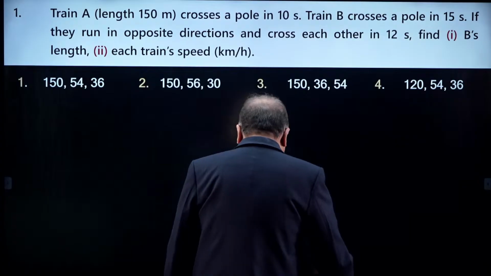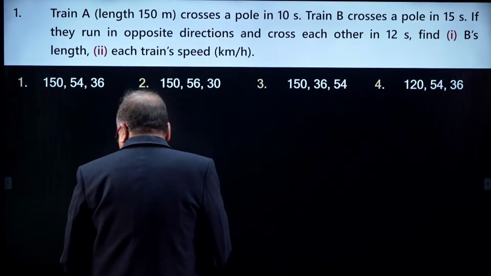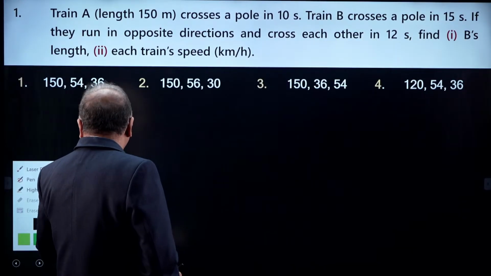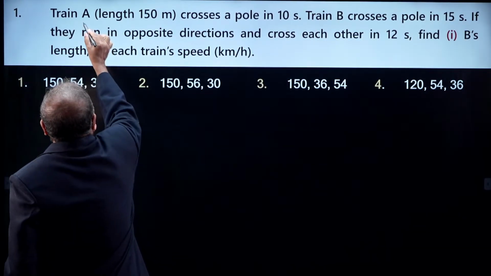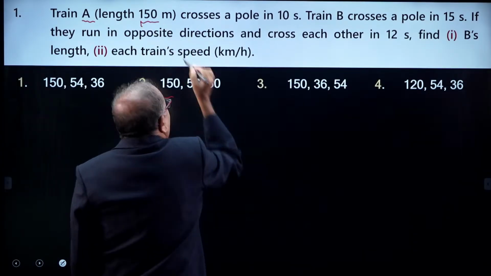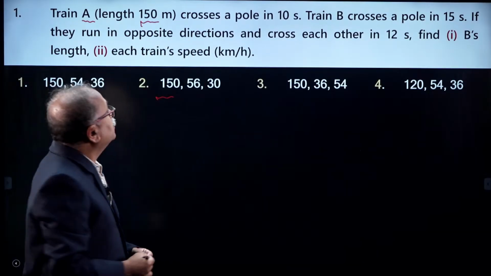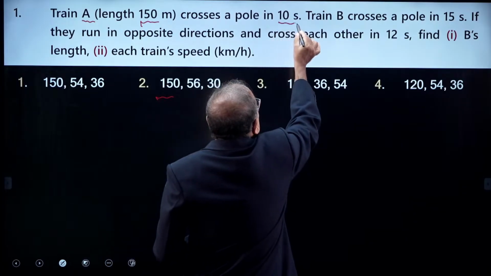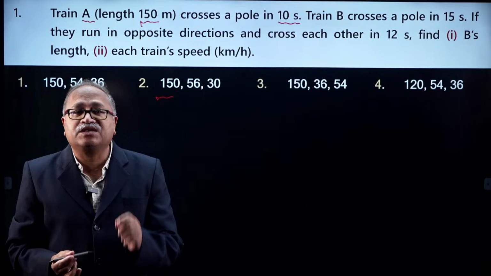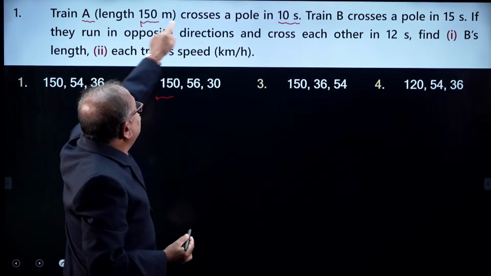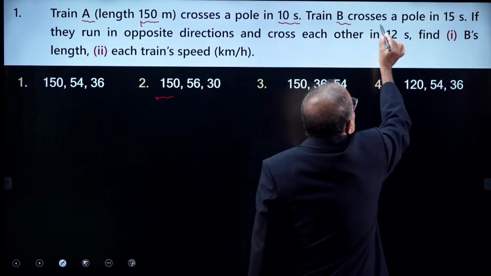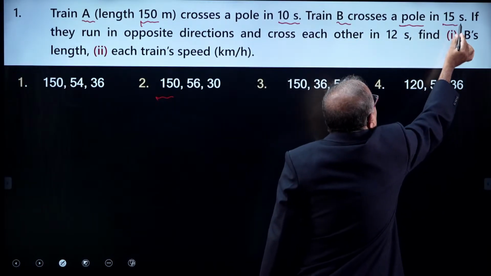What is this question all about? Allow me to read the question. Here is the question: train A, whose length is given as 150 meters, crosses a pole in 10 seconds. So by using this information I will get the speed of the train, since the distance is there and time is there. Next, train B crosses a pole in 15 seconds.